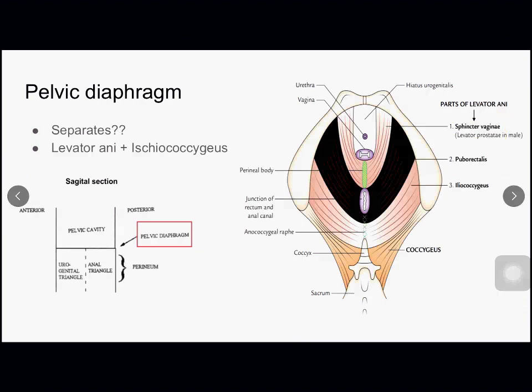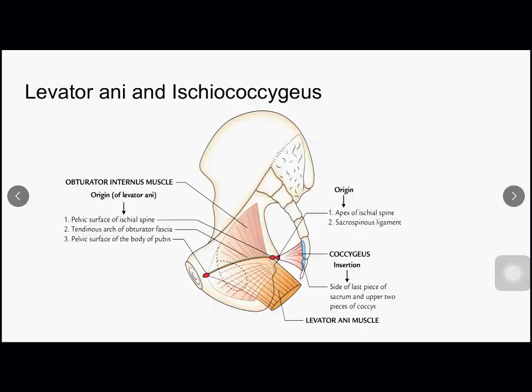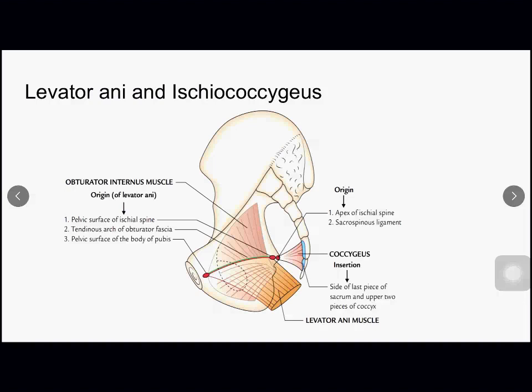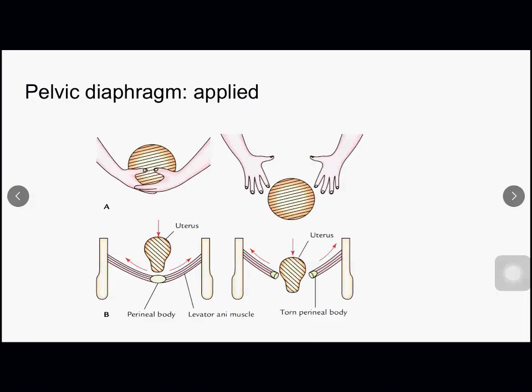So this is your pubococcygeus part, and the second part is your iliococcygeus. It forms the anococcygeal raphe and is inserted into the anococcygeal raphe here. Then the second part of your pelvic diaphragm is your ischiococcygeus. It originates from the apex of the ischial spine and the sacrospinous ligament, and is inserted into the last pieces of the sacrum and the upper two pieces of the coccyx. So this is about the pelvic diaphragm.